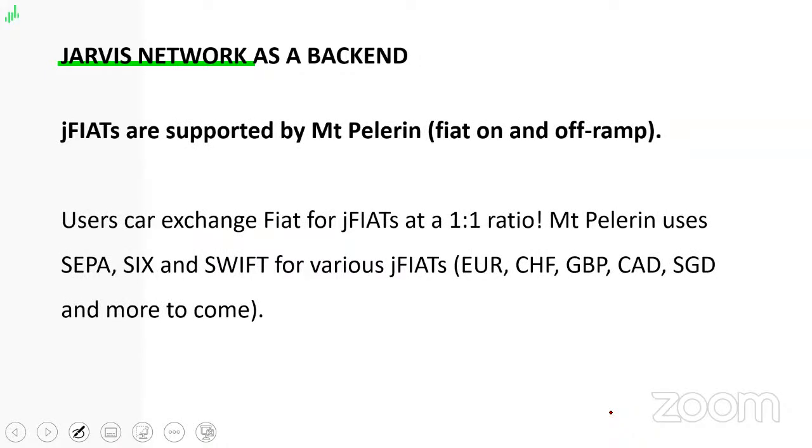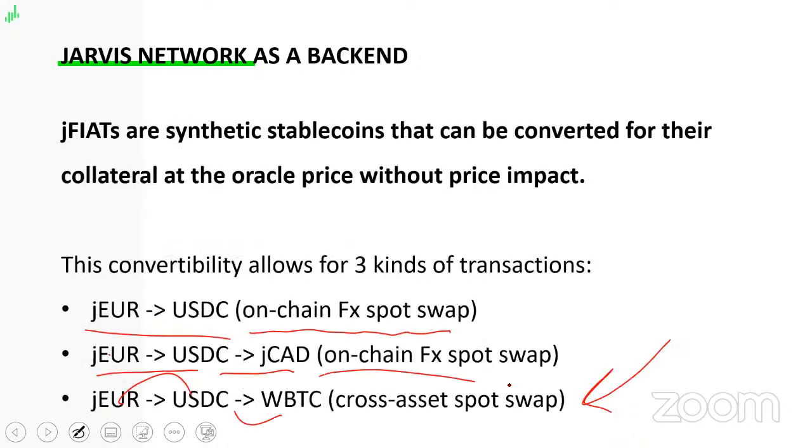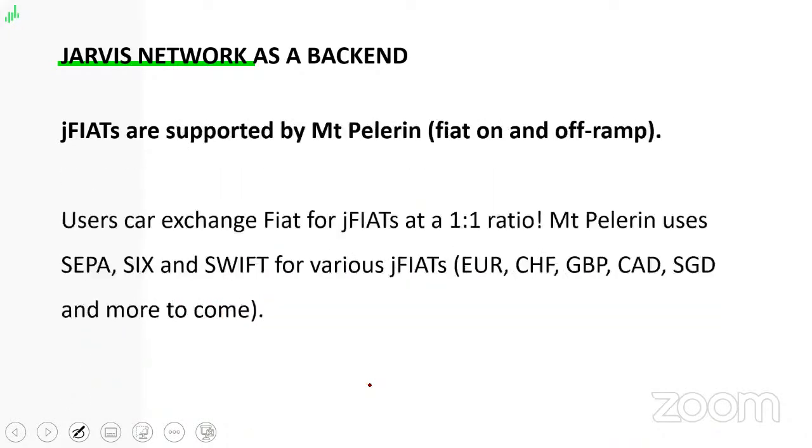Okay, so now that we have this reminder, of course, the most important thing is this on-chain Forex spot swap without price impact. Another thing, of course, JFiat are supported by Mon Pèlerin, which is, among many things, a fiat on and off-ramp service provider, which means that you can buy a crypto with fiat or you can sell a crypto for fiat. And we have a special deal with them. We subsidize all the fees, which means that we do exchange fiat to JFiat at a 1:1 ratio.